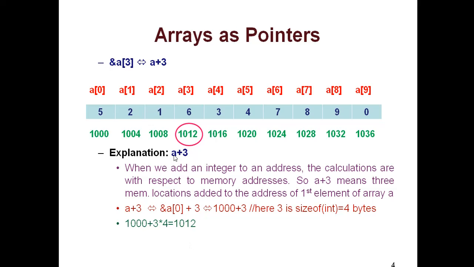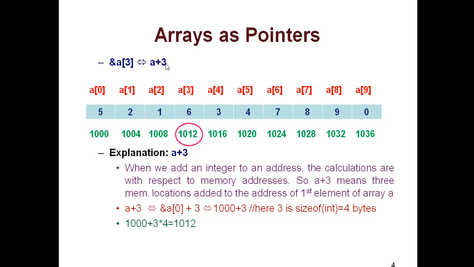Similarly, a plus 3 will be 3 integer locations ahead, that is 3 into 4. So it is 1000 plus 3 into 4, which is nothing but 1012. So this expression that we have written, a plus 3, gives you this value, 1012. If I write this inside a print statement, since it's an address, I use %p: printf %p a plus 3 will print out 1012.